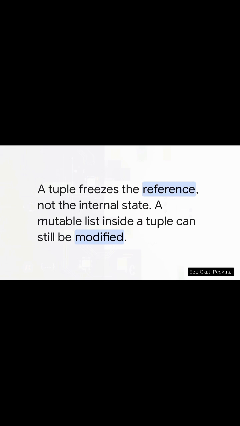You see, a tuple freezes the reference to an object, not the object's internal state. If your immutable tuple happens to contain a mutable object, like, say, a list, you can still add or remove items from that inner list. The tuple itself still points to the same list in memory, completely satisfying its immutability rule, but the data inside that list has totally changed. It's a fascinating interaction between mutable and immutable rules that catches out even experienced coders all the time.